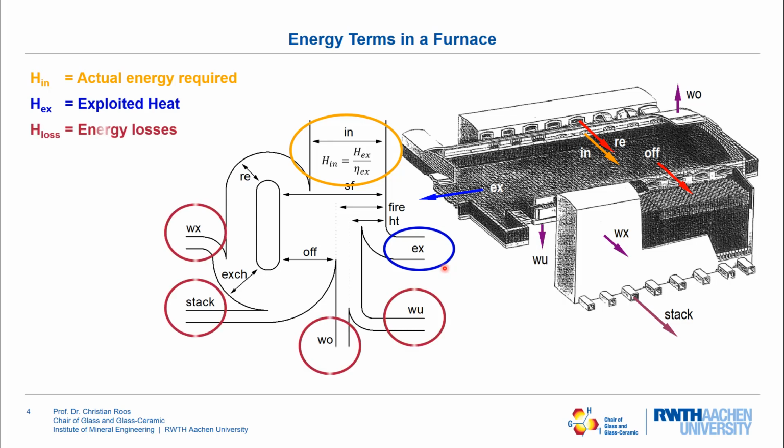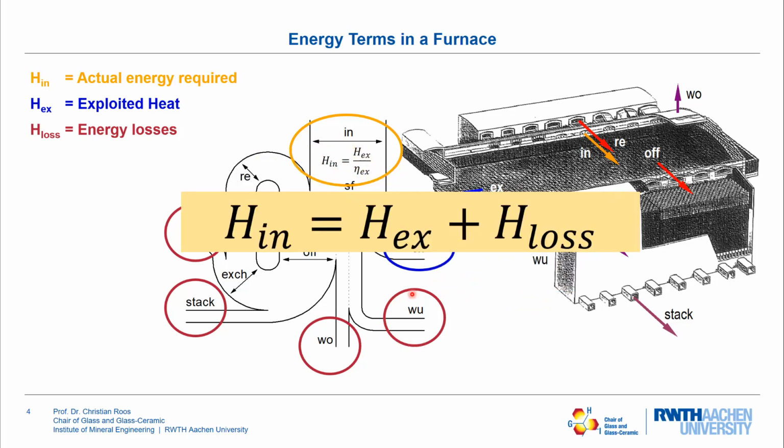The loss terms are all the energy losses that can occur in a furnace. This can be the structural losses in the regenerator, the off-gas losses, and the structural losses in the furnace itself. The total equation that summarizes the energy need in a furnace is therefore the exploited heat plus the loss terms. And this equals the total energy that needs to be put into the furnace to melt the glass.